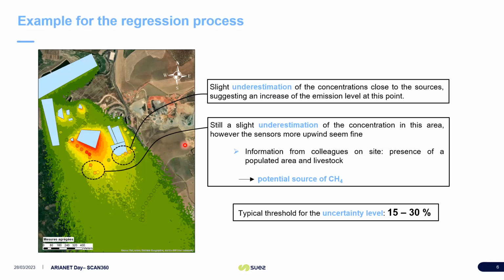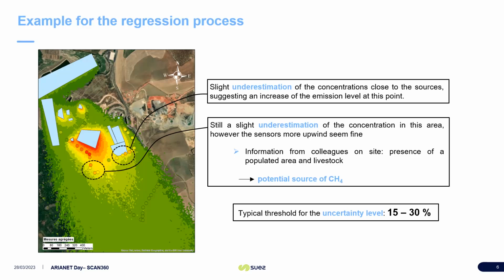So we still need to keep in mind some information that the person who did the actual measurements on site might give us. For this example, we had a little area that was populated with some livestock present, which caused some additional emissions of methane, which we had not accounted for in the first step. So this kind of information can be useful as well.